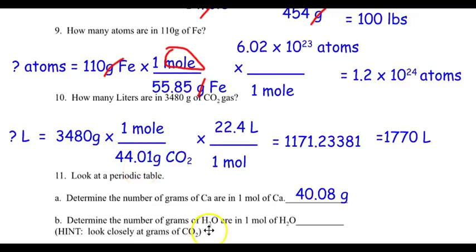So what are you going to do with water? Well, take 2 times 1.01. Where'd that come from? The periodic table. Plus 16 is... actually, it should be 18.02. That's a typo on my part. Here, let me fix that. 18.02. There we go. And that would be your molar mass for water.